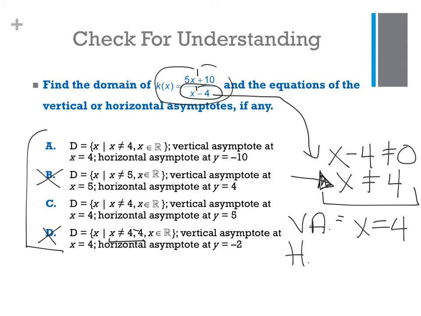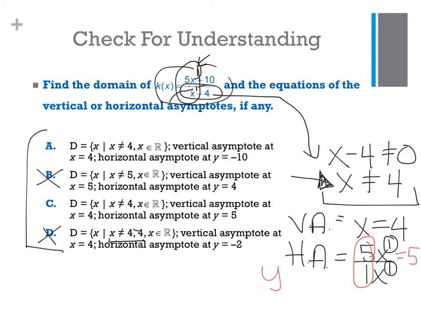And our horizontal asymptote can be determined either algebraically or graphically. Algebraically speaking, because our degree is 1 on top and our degree is 1 on bottom, because the degrees are equal, we divide the coefficients. So we have a 5x on top and a 1x on bottom. Since our degrees are the same here, we divide the coefficients. So 5 divided by 1 is equal to 5. So our horizontal asymptote is going to occur at y equals 5.